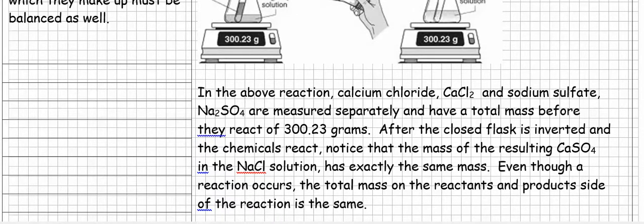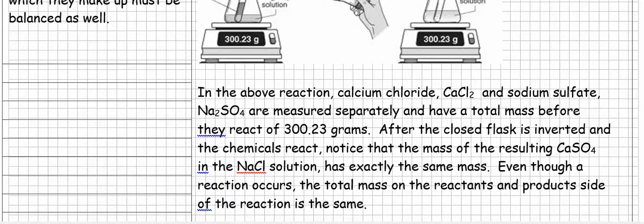In the above reaction, calcium chloride and sodium sulfate, Na2SO4, are measured separately and have a total mass before they react of 300.23 grams. Now, after the closed flask is inverted and the chemicals react, notice that the mass of the resulting CaSO4 and the NaCl solution has exactly the same mass. Even though a reaction occurs, the total mass on the reactants and the product side remains the same.